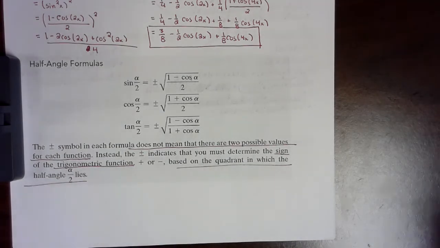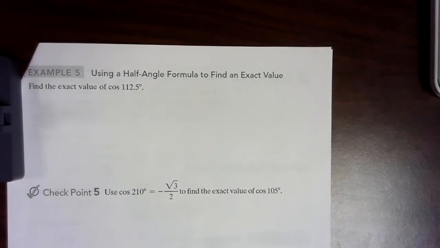All right, so we're going to use either positive or negative depending on which quadrant the angle we're dealing with falls under. So we can use those half angles to find values of different angle measures for our trig functions. So we want to find, what is cosine of 112.5?